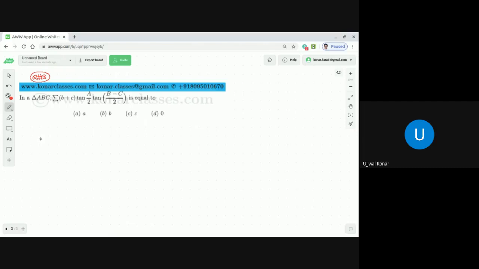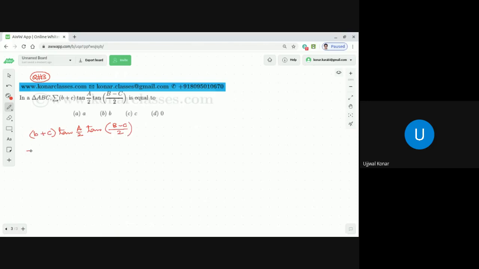First, we take the individual term. So what does this summation mean? It is summation over all the three, A, B, C. It means (b plus c) tan A by 2 tan (B minus C) by 2, plus (c plus a) into tan B by 2 into tan (C minus A) by 2, plus (a plus b) into tan C by 2 into tan (A minus B) by 2. So first let's take (b plus c) into tan A by 2 into tan (B minus C) by 2.